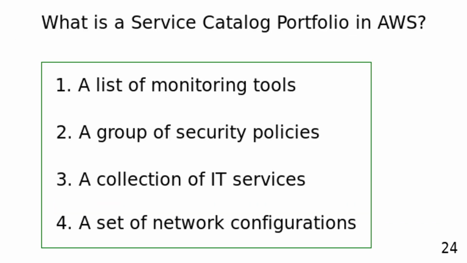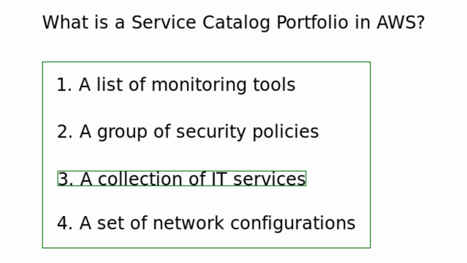What is a service catalog portfolio in AWS? A list of monitoring tools. A group of security policies. A collection of IT services. A set of network configurations. A service catalog portfolio in AWS is a collection of IT services that can be made available to users based on their permissions.